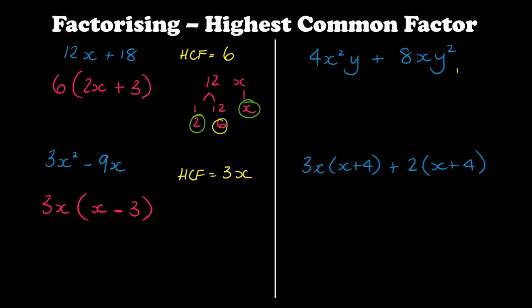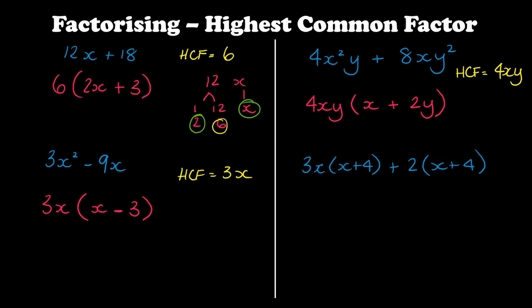My highest common factor for this one, oops, I might run out of room, we'll see how we go, is 4xy. No, I'll fit it in. So that's what goes outside the brackets, 4xy. So inside the brackets, I need to simply put x. I have a plus. Now I've got 2y. Again, check by expanding if you need to.